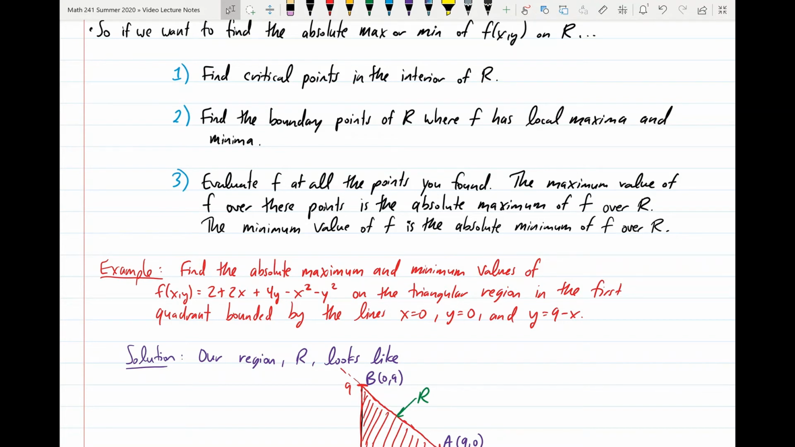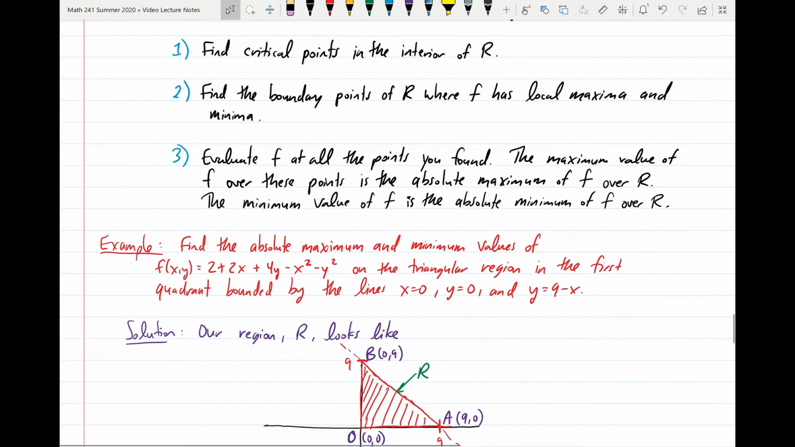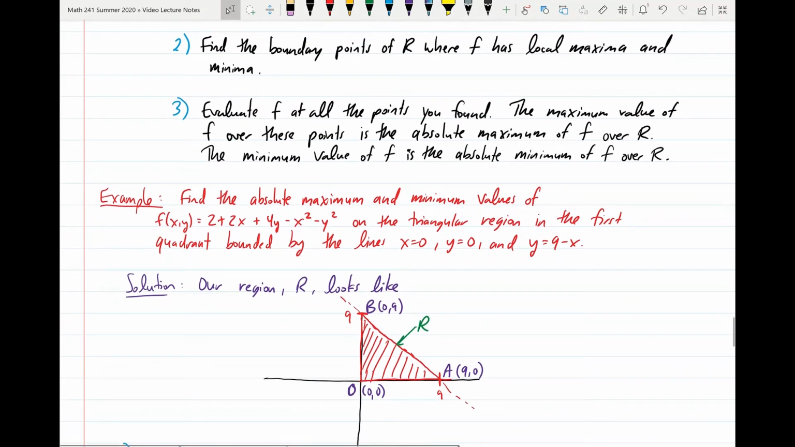So in steps 1 and 2, we're going to collect all of those points at the end of the process, evaluate f at all of those points, and then the maximum value of f over these points specifically is going to be the absolute maximum of f over the entire region R, and the minimum value of f is going to be the absolute minimum of f over the entire region R.